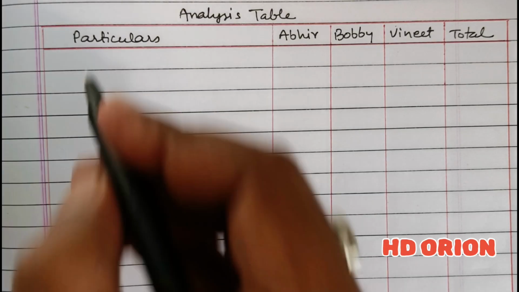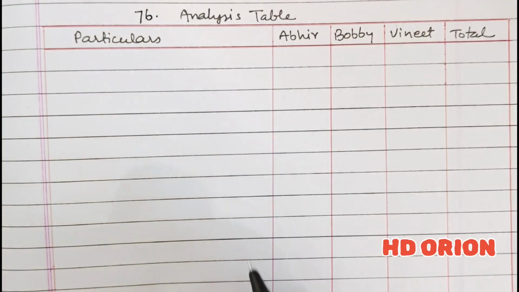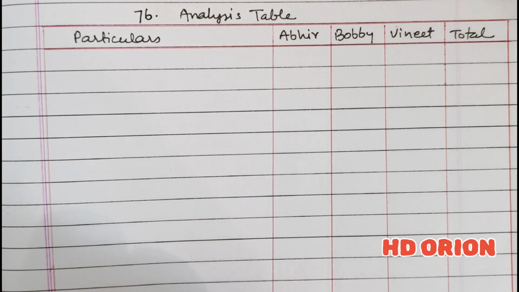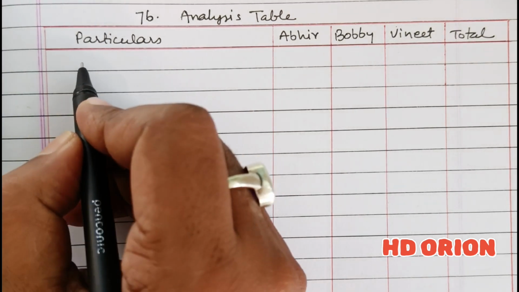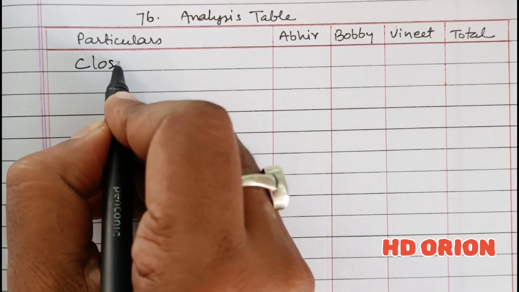So solution 76 we will see. In this we will first calculate opening capital balance because the balances of capital which is given in the question is at the closing date. And in order to calculate interest on capital, we have to calculate opening capital balances first.